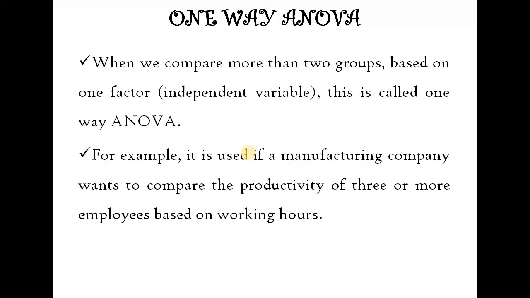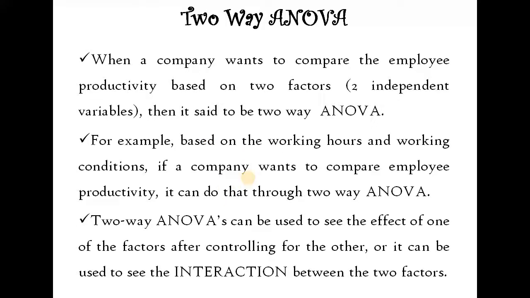For example, a manufacturing company wants to compare productivity based on only one factor. The particular factor is working hours. In this case, we choose one-way ANOVA. Two-way ANOVA: when a company wants to compare employee productivity based on two factors, two independent variables, then we go for two-way ANOVA.